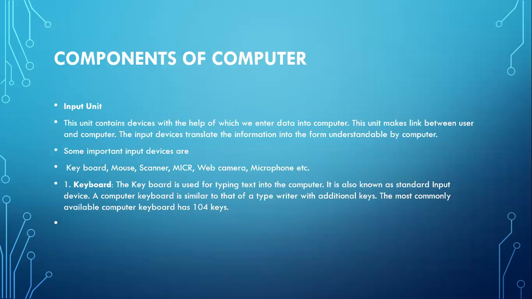Let us start with the input unit. This unit contains devices with the help of which we enter data into the computer. This unit makes a link between user and computer. The input device translates the information into the form understandable by the computer. Some of these input units we can have are the keyboard, the mouse, a scanner, a camera, or a microphone.